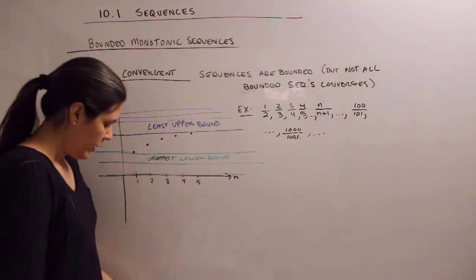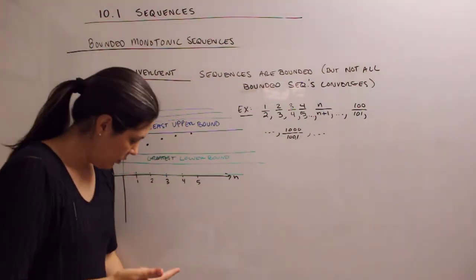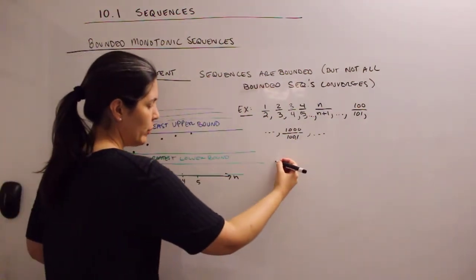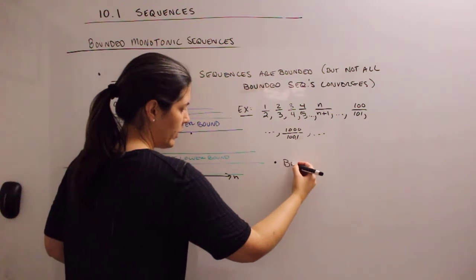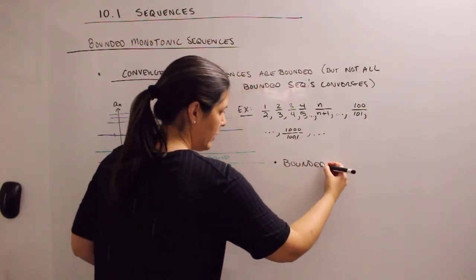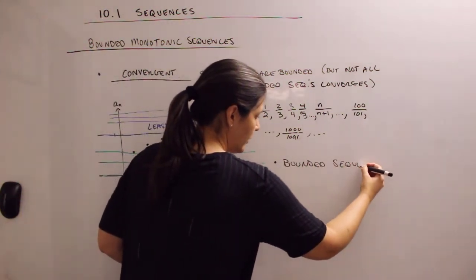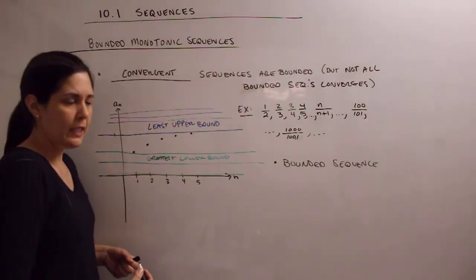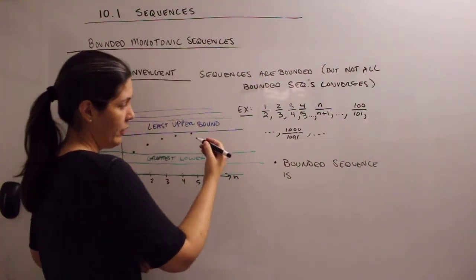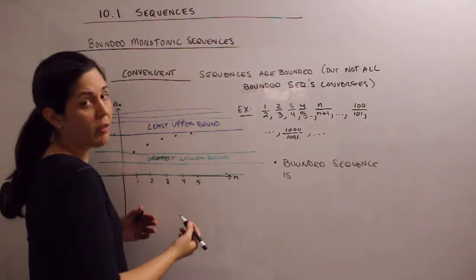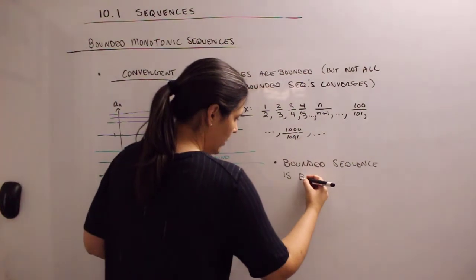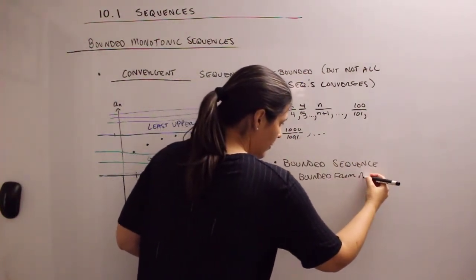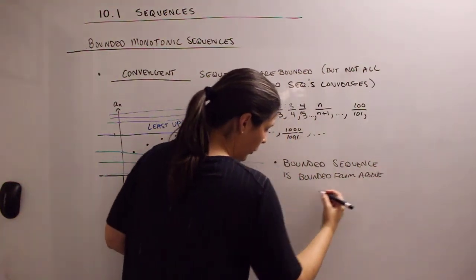So this one had both an upper bound and a lower bound. It was bounded from above and below. And so when that happens, we say that the sequence is bounded. So a bounded sequence, I know it sounds like I'm just saying the same words over and over again, but a bounded sequence is more specific than just having boundaries. It's bounded from above and below, both.